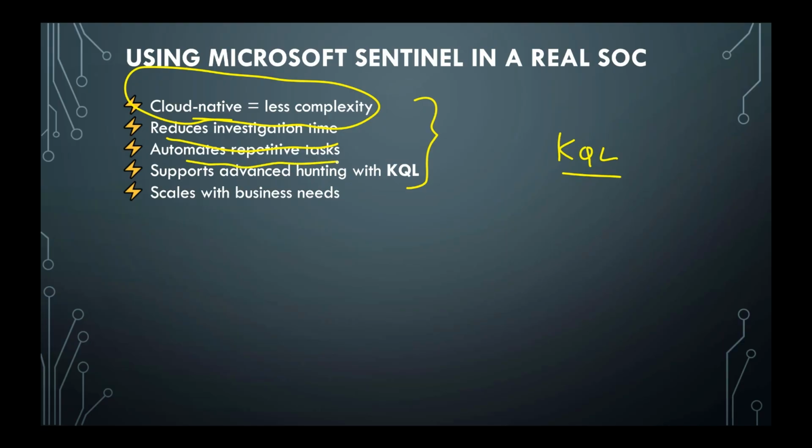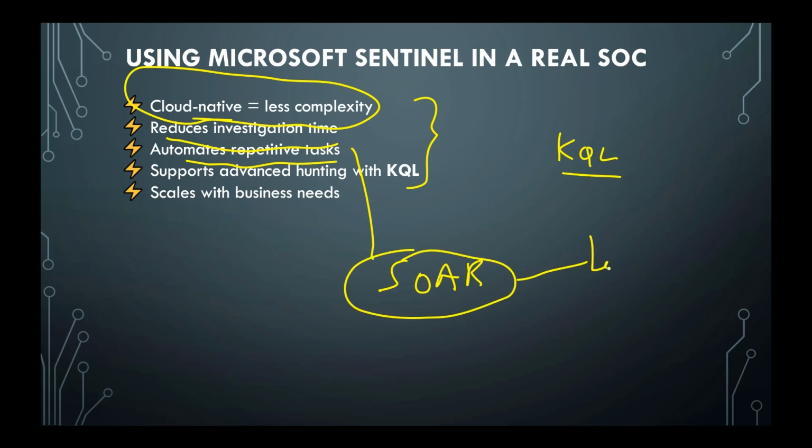You can automate using the inbuilt SOAR, so there is no need to buy or integrate another SOAR. The inbuilt SOAR with Microsoft Sentinel is known as Logic App. Logic App is inbuilt with Microsoft Sentinel. It also supports advanced hunting with KQL. So KQL again is very important for Sentinel. And it scales with business needs.